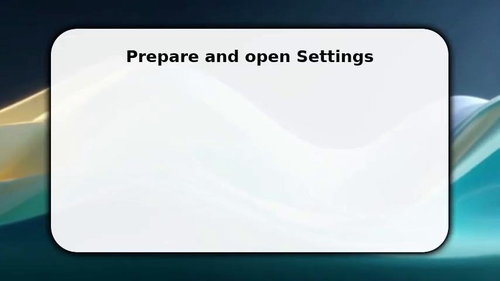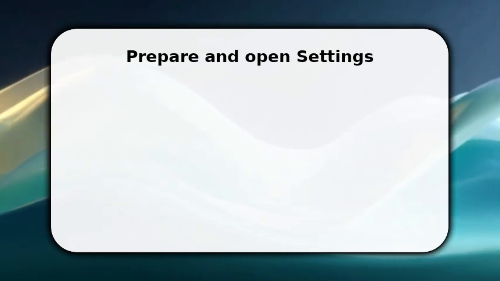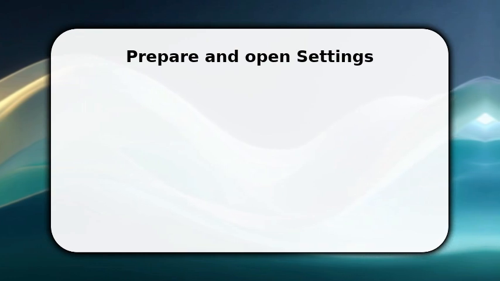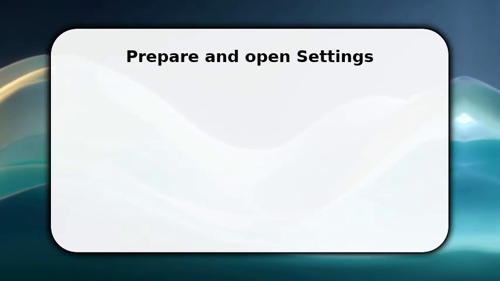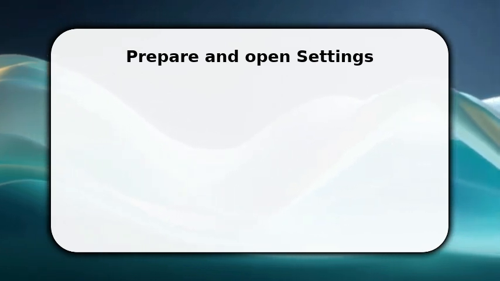You start by preparing the phone. Make sure battery is above 20% and you have a quick backup of settings. Now open Settings and go straight to Display. On some Redmi A3 units, the navigation controls live under System or Additional Settings.